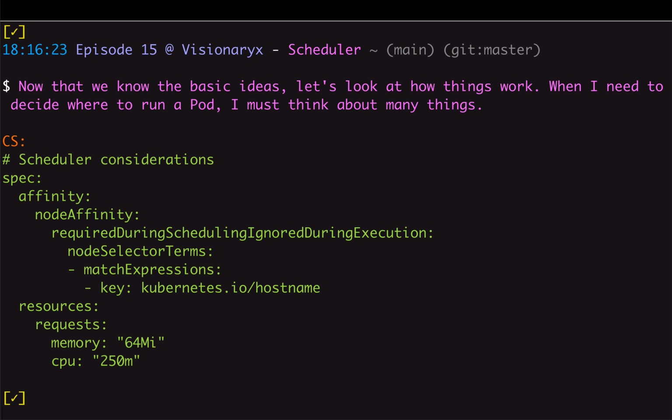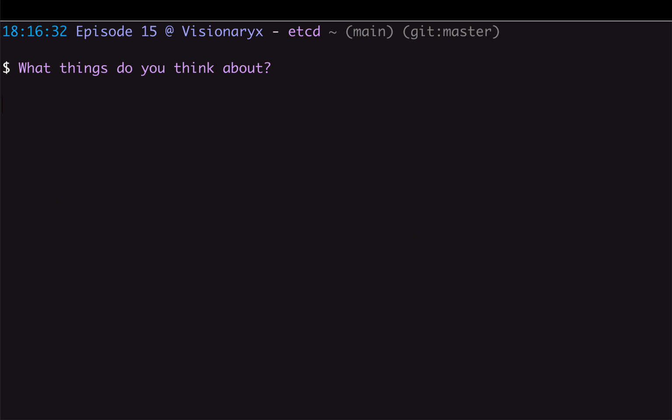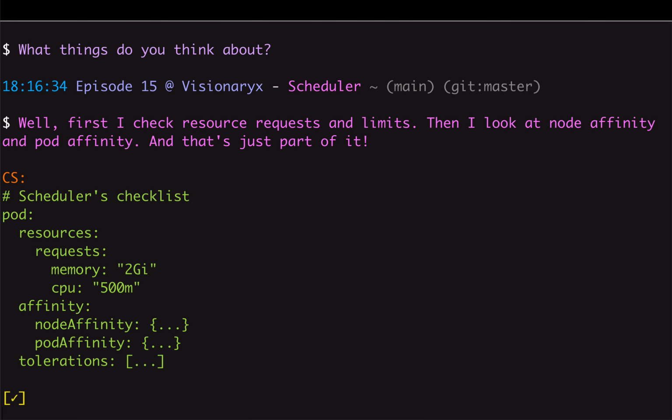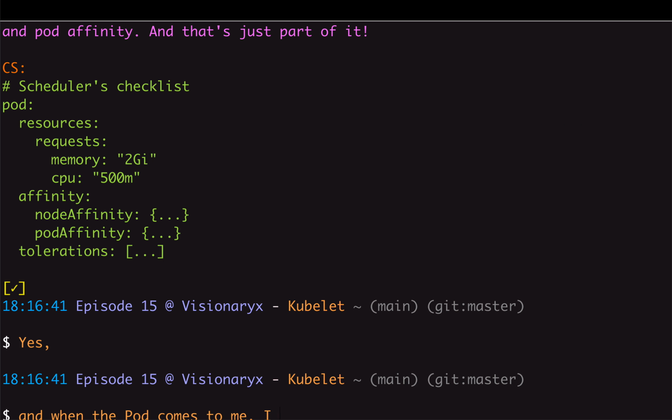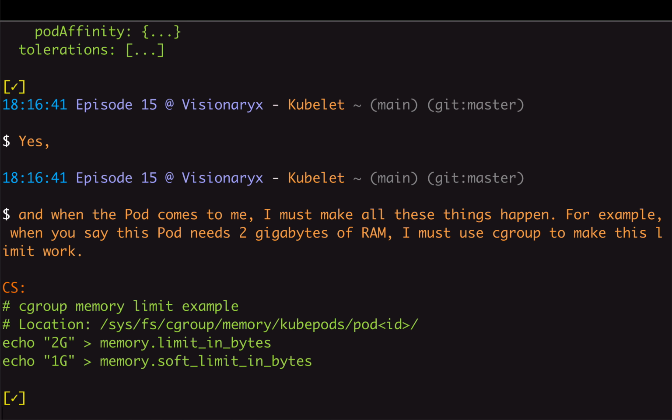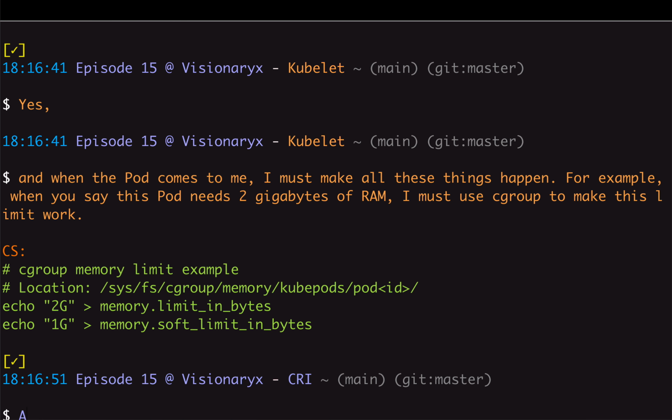When I need to decide where to run a pod, I must think about many things. What things do you think about? Well, first I check resource requests and limits. Then I look at node affinity and pod affinity, and that's just part of it. Yes, and when the pod comes to me, I must make all these things happen. For example, when you say this pod needs 2 gigabytes of RAM, I must use cgroups to make this limit work. And this is where I come in.